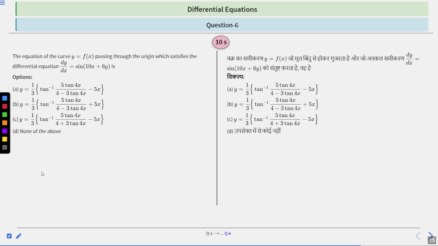You have 10 seconds to solve or think about this question. After 10 seconds we will discuss the solution. Okay.